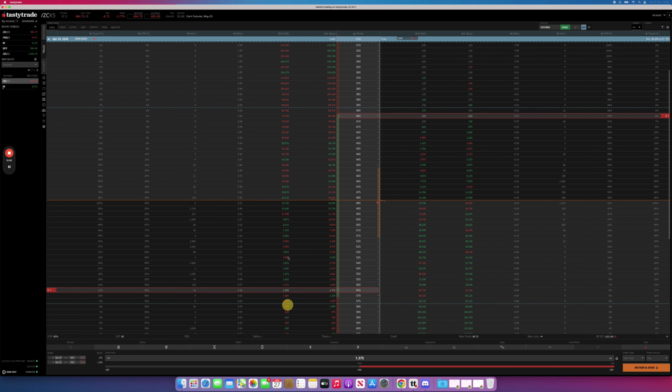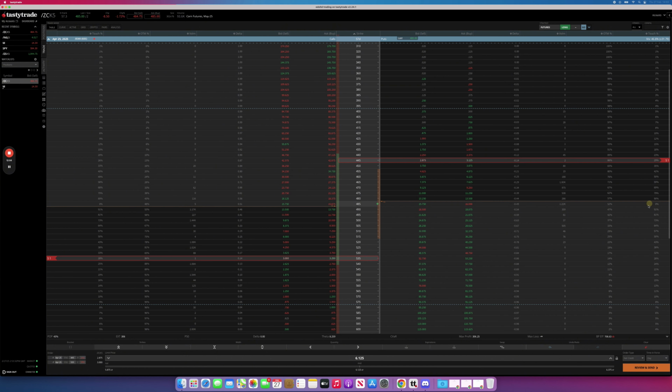But that's basically it. If you want to be more conservative, you can go to, say, the 14 delta on the other side as opposed to the 20 delta. You are going to collect less premium. Your buying power requirement is going to be less, but you will have a high probability of profit. I like to be around the 20 delta mark. It's just a good balance for me.